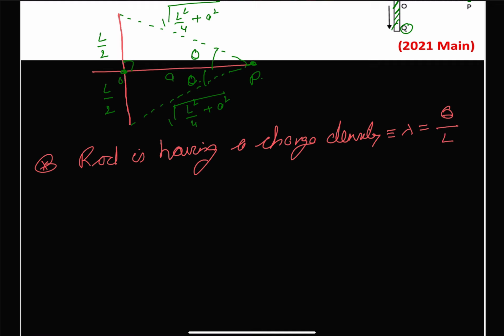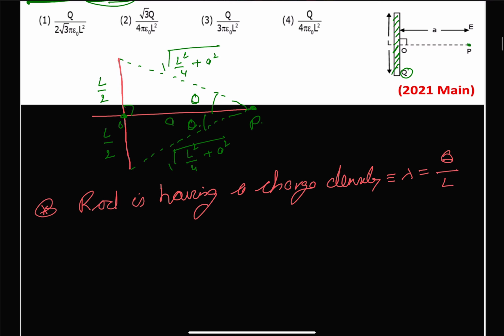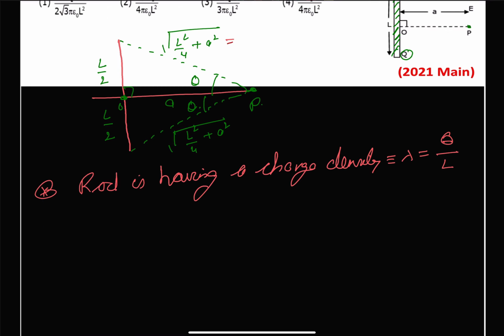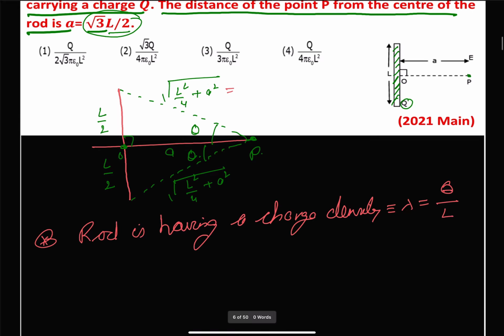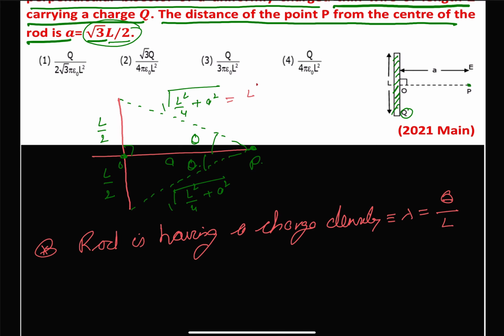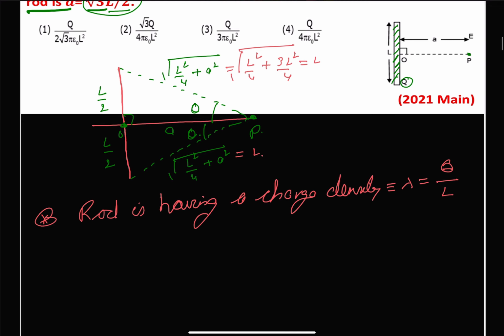And we can solve this. A is given to us, so let us sort it out. This comes as L square by 4 plus A square, which is 3L square by 4, and its square root. So this comes as 4 by 4, which gives us L. Similarly the other one will also be L. And from here we can find sine of theta, which will be equal to 1 by 2.